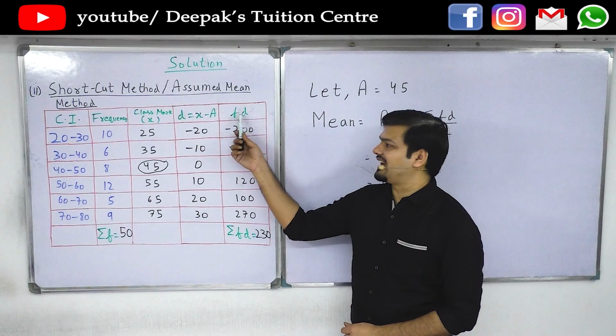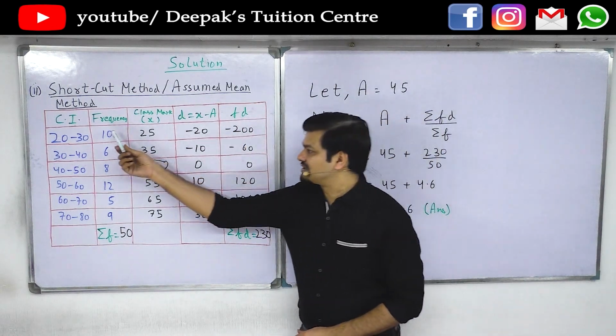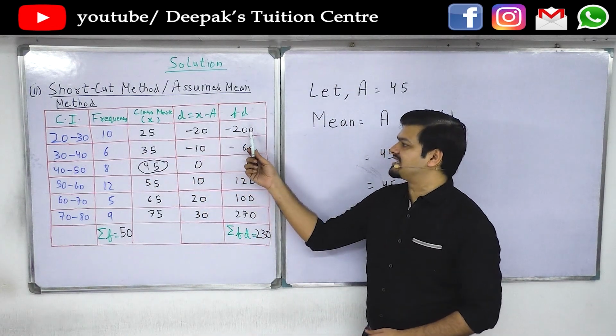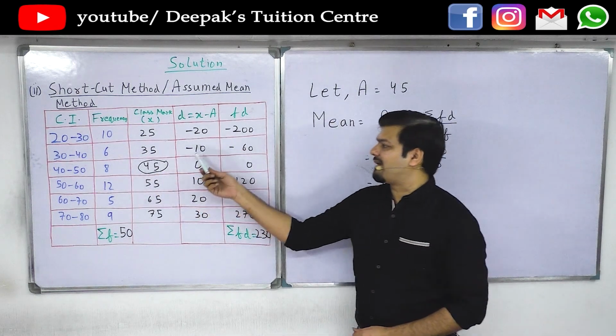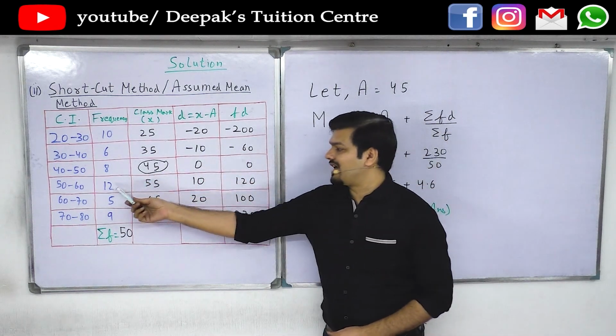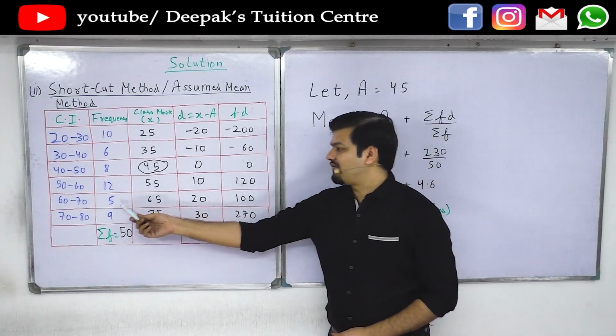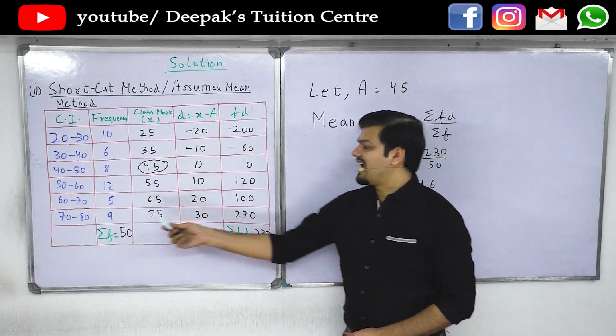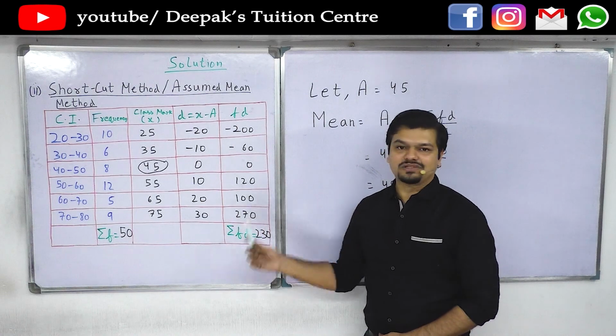Next we have to calculate FD, that is F into D. So 10 into minus 20 is minus 200. 6 into minus 10 is minus 60. 8 into 0 is 0. 12 into 10 is 120. 5 into 20 is 100. And 9 into 30 is 270.